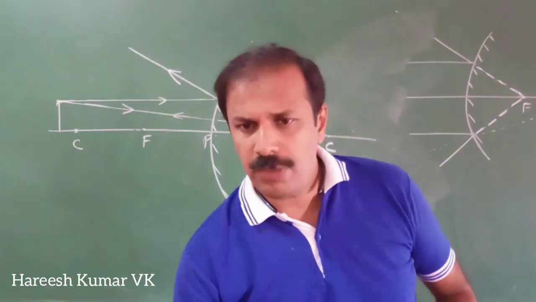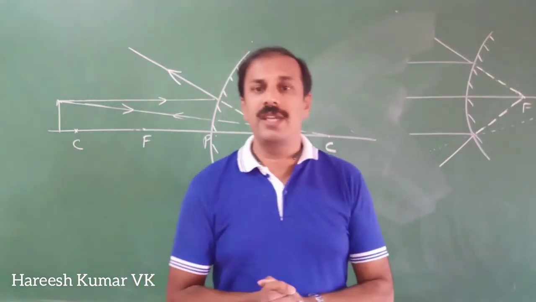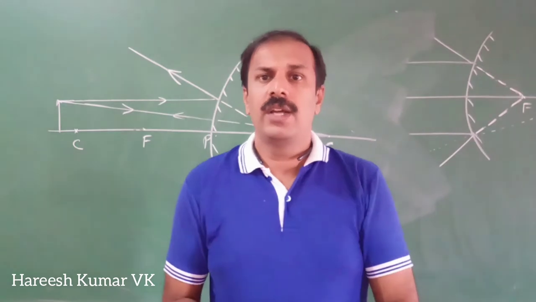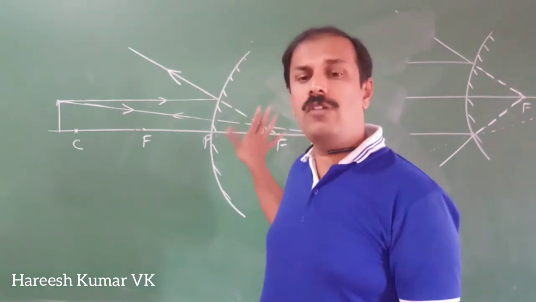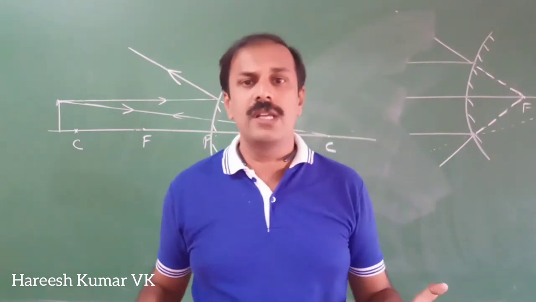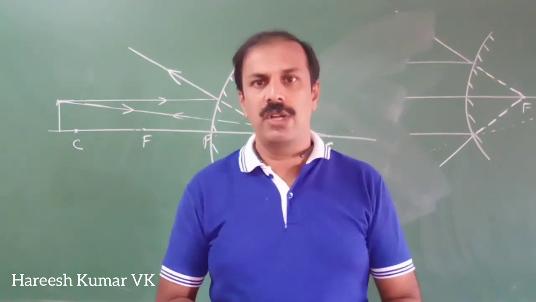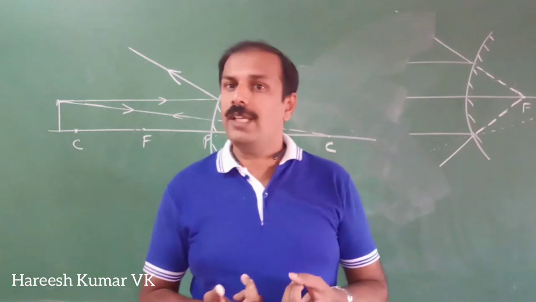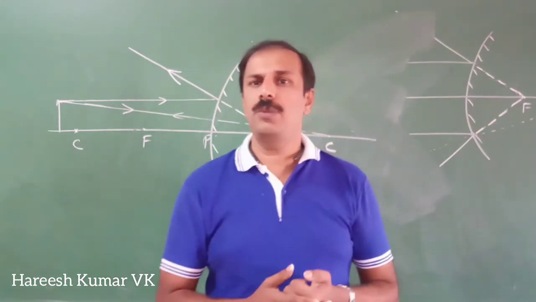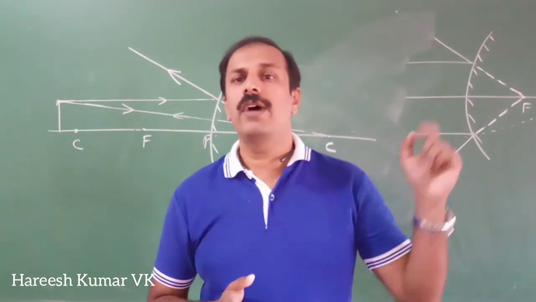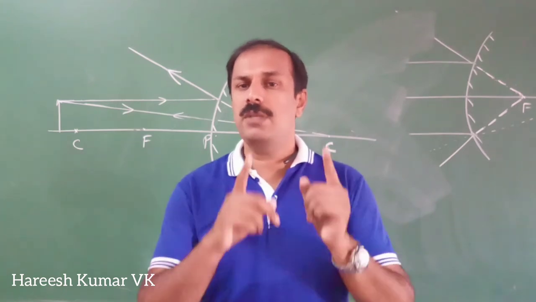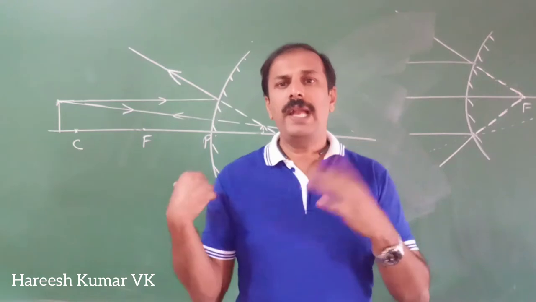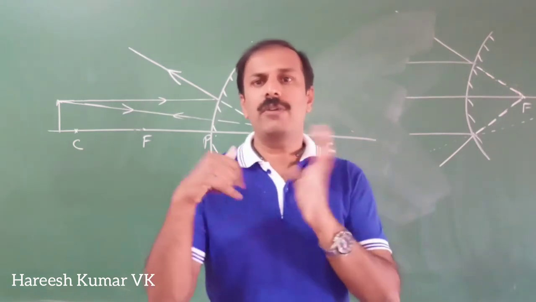The main thing you have to remember by comparing these two mirrors is, if you take the convex one, it always produces a virtual and erect image. If you take concave, only in one position it makes a virtual and erect image. Where is it? That is when the object is between P and F.